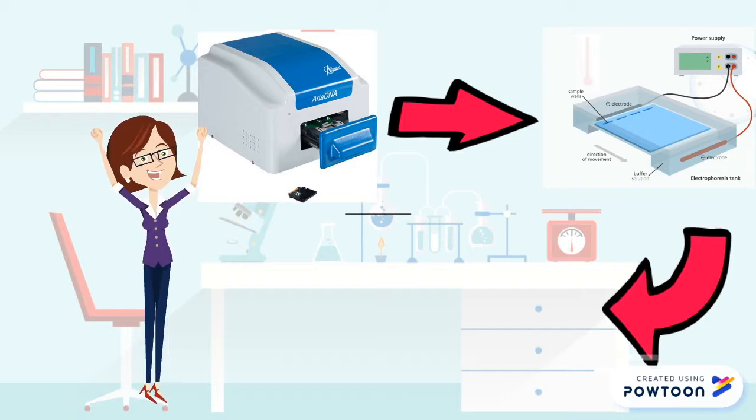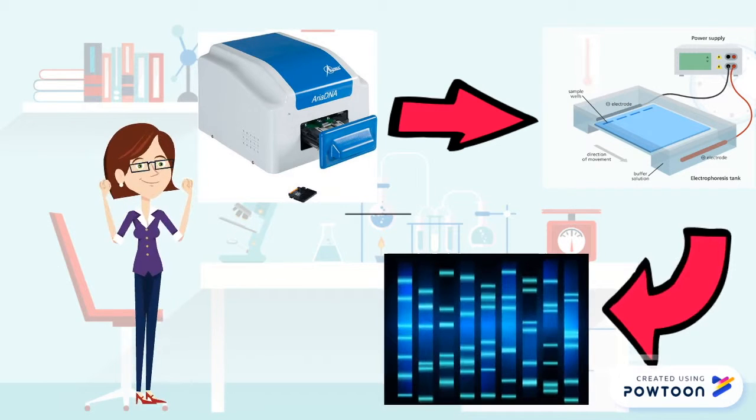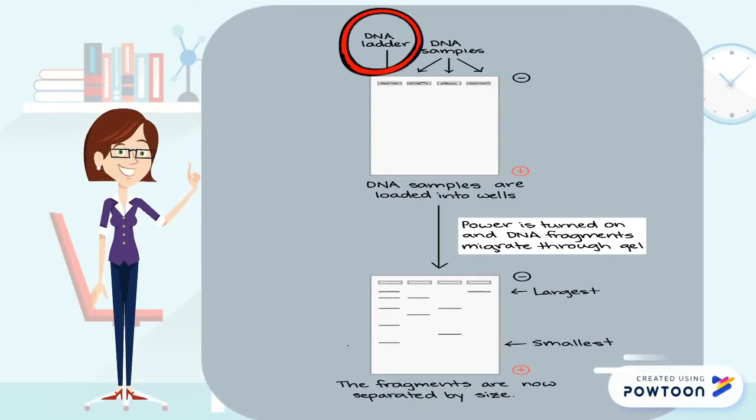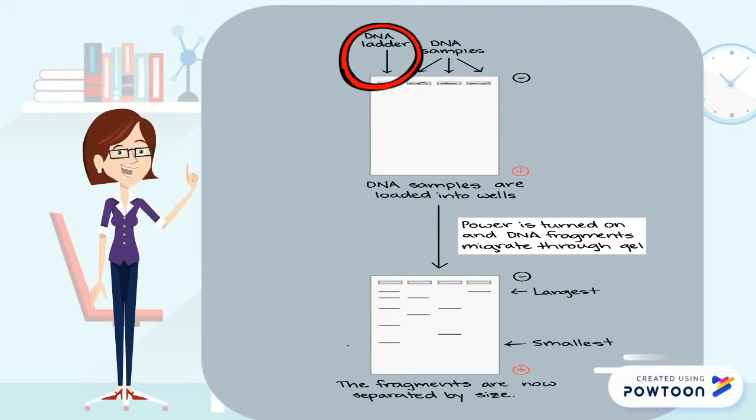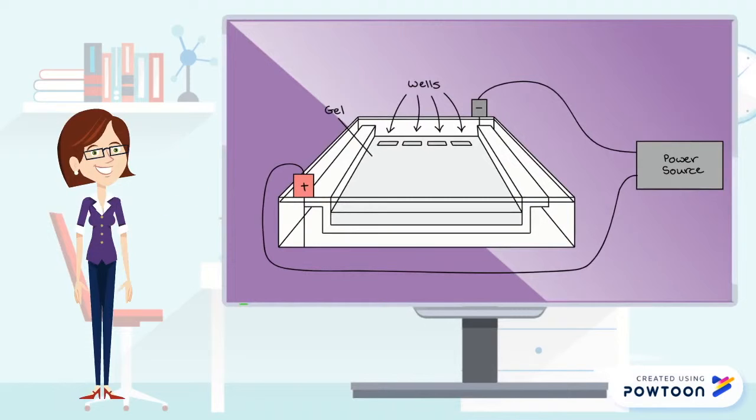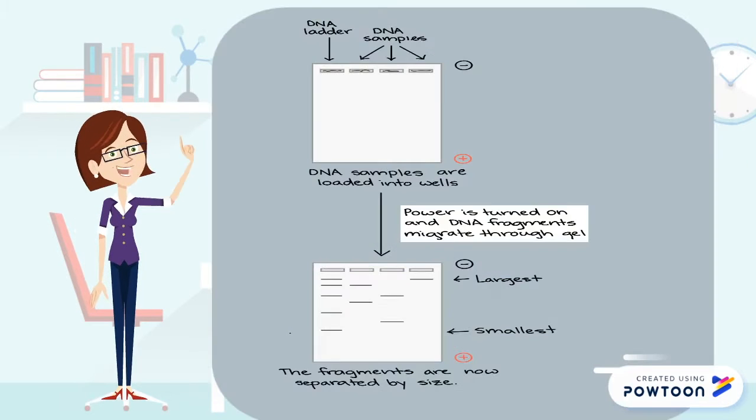Gel electrophoresis is a technique in which the DNA fragments are separated according to size. A standard DNA ladder is included so that the size of the fragments in the PCR sample can be determined. Then, a current is run through a gel containing the molecules of interest. Gel electrophoresis involves a gel called agarose.